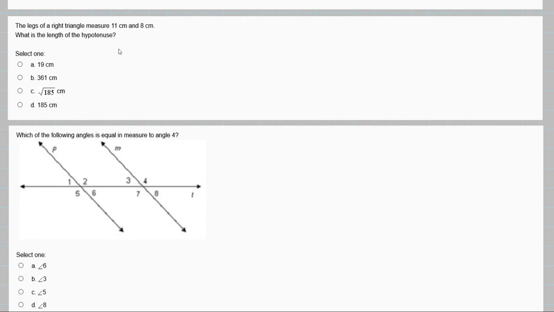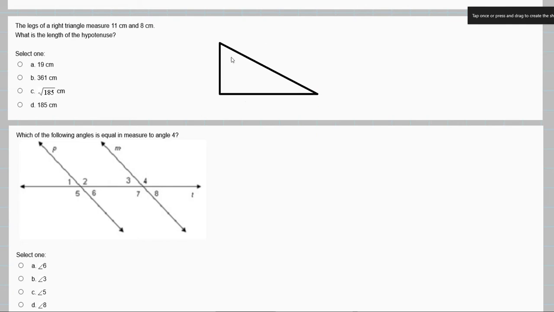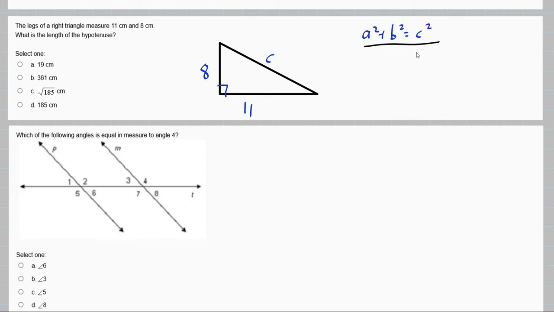Next, the legs of a right triangle measure 11 and 8 centimeters. So we've got a right triangle, and they are going to be 11 and 8 centimeters. And we want to know the length of the hypotenuse. So we do what we always do in this right triangle situation. We use this thing made up by a guy thousands of years ago. Notice this bit about right triangles.